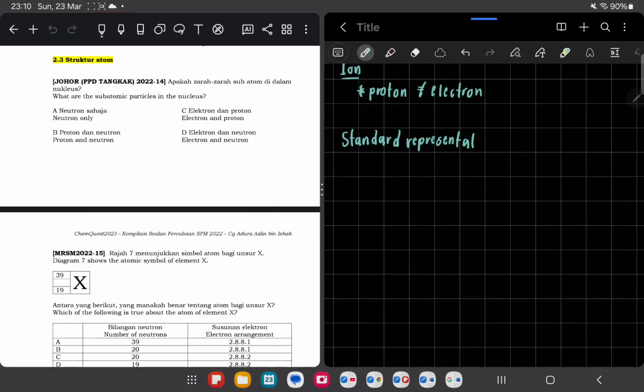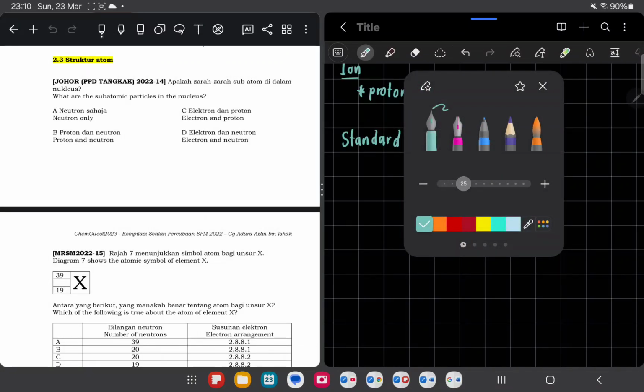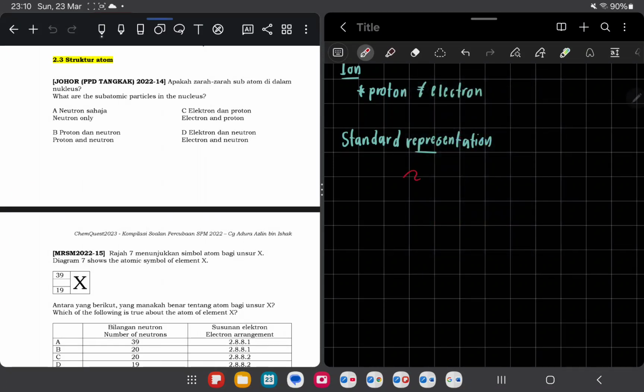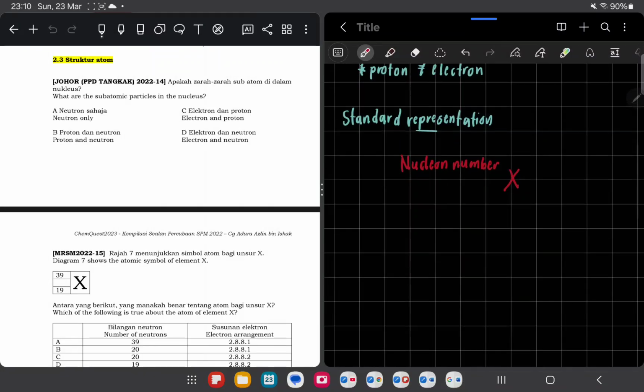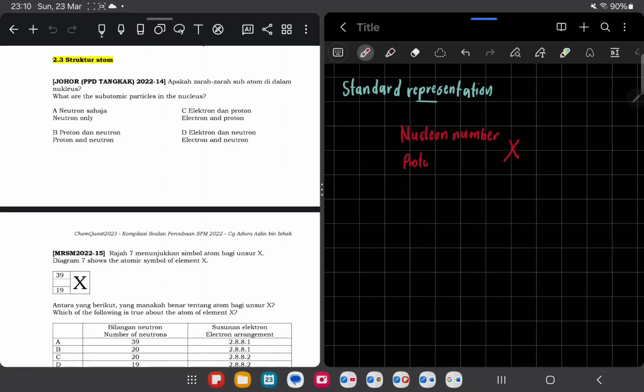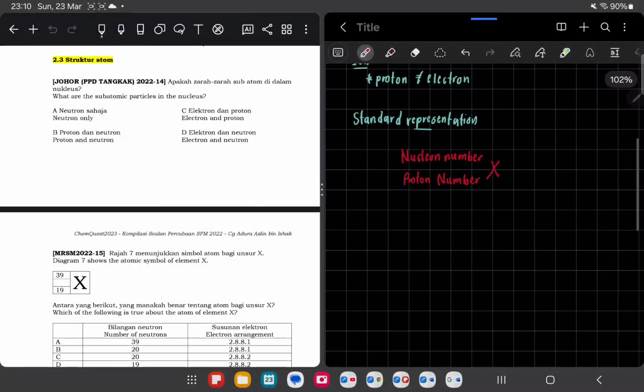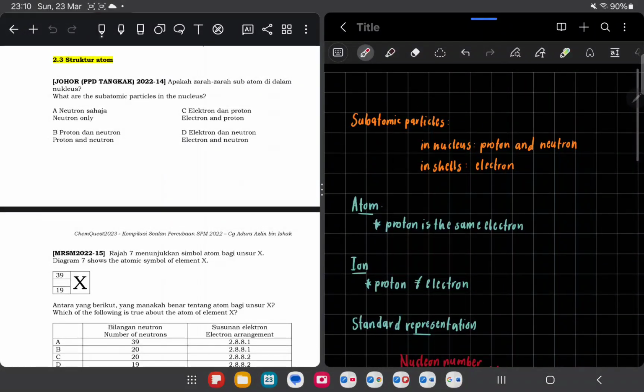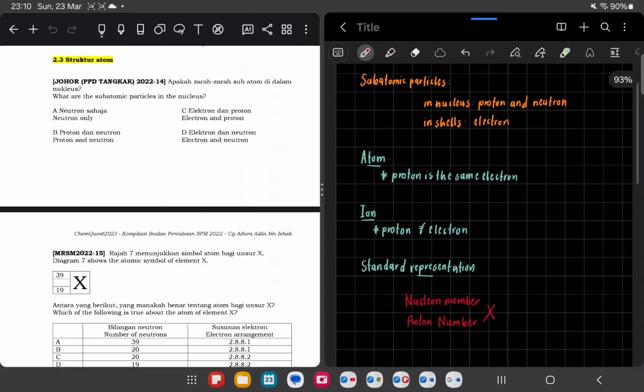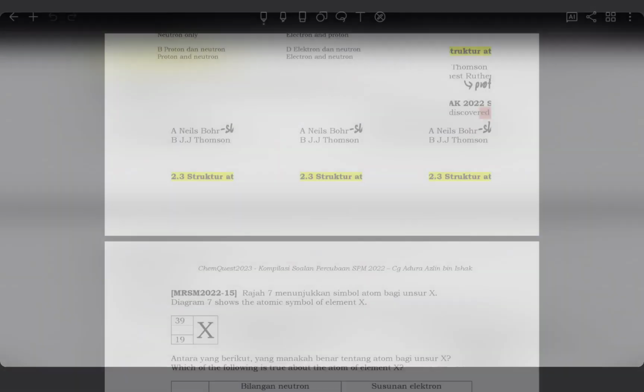Normally people write standard representation like this. The top one, the first number at the top, is what we call the nucleon number. Then we have the symbol for the element, and then we have the proton number. This is the thing that we will have there. You must understand this one properly, then you can answer this subtopic. I want you to focus on these notes first, then we will see how. All right, I think I can close these notes and we start.